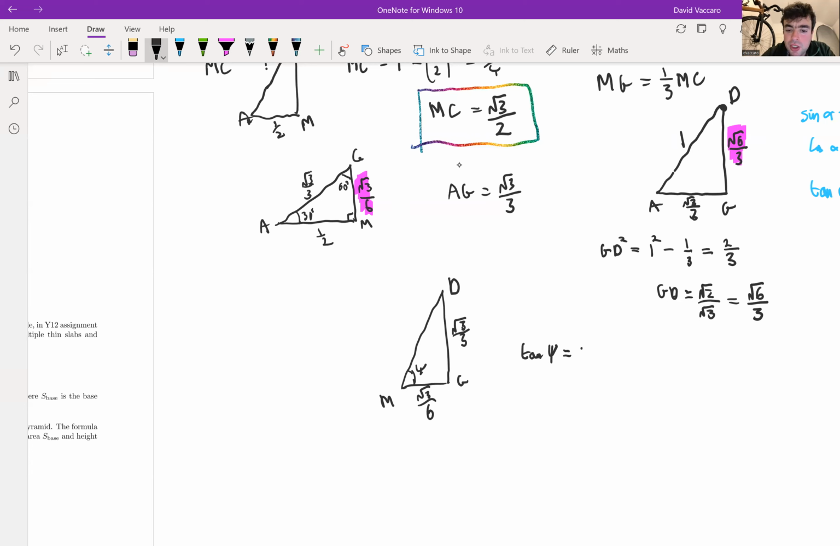We can just get the tangent of the angle that we want. Sorry, GD is √6/3, not √3/3. So it's √6/3 over √3/6. So √6/√3 is √2, and then we times top and bottom by 6, so we get 2√2.